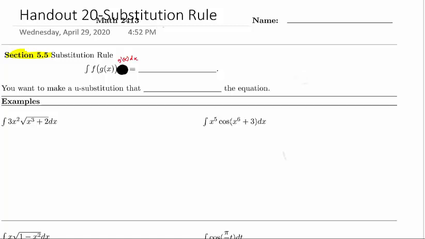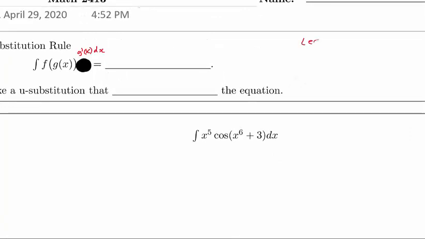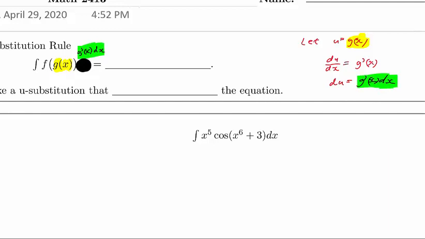First off, we have to let u equal g of x. That is, we have to let u equal whatever is inside this function, anything that simplifies what we are doing. And then we take the derivative of both sides. So we have du/dx equals the derivative of g, right? And so this is equivalent to saying du equals g prime of x dx. And so we'll be substituting this in for this there.